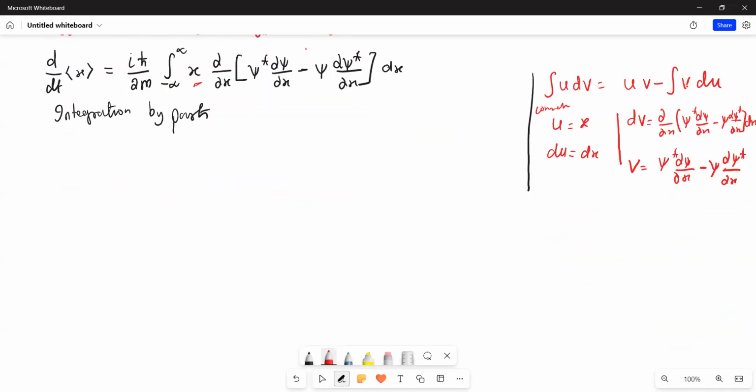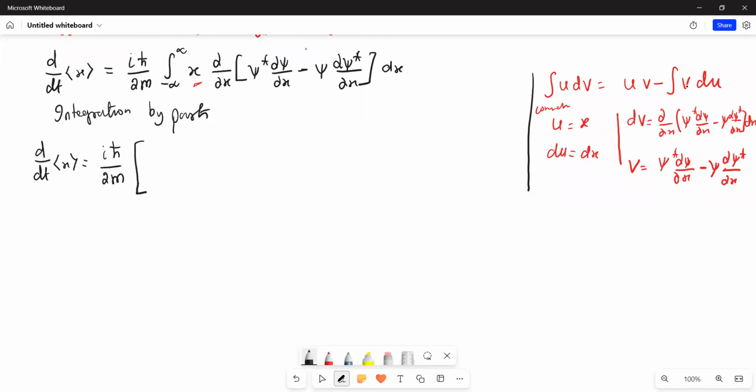Now please take this equation and use integration by parts. So if you use it, what will you get? d by dt of the expectation value of x is nothing but, and please keep the same, h cross by 2m, and this integration you need to simplify by using integration by parts. So if you do it like this formula, what will you get?